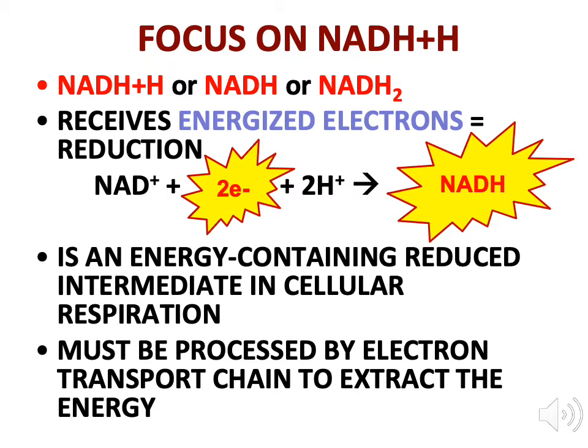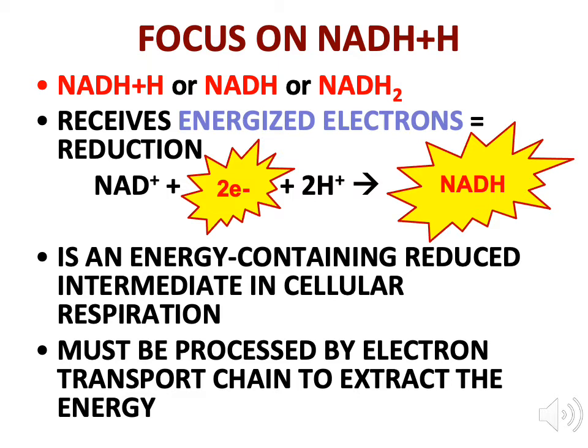Now, I'm going to give you a clue. The H's are kind of a sign that there are electrons on this molecule. The H's are a sign that electrons have been gained. Some folks, if they're lazy, will just write this as NADH, or sometimes they will write it as NADH2. It doesn't matter whether it's NADH plus H, NADH, or NADH2.